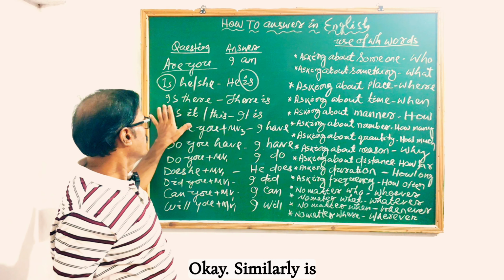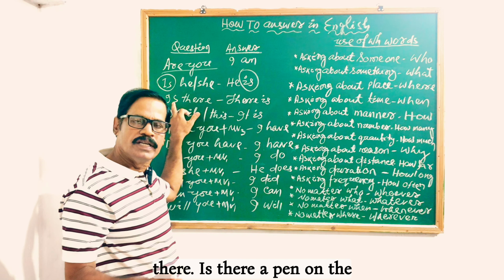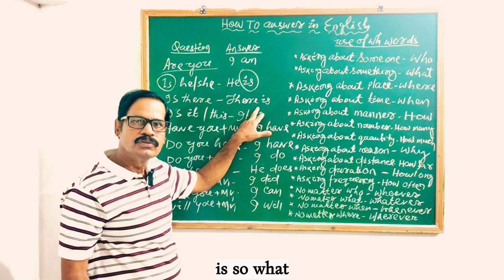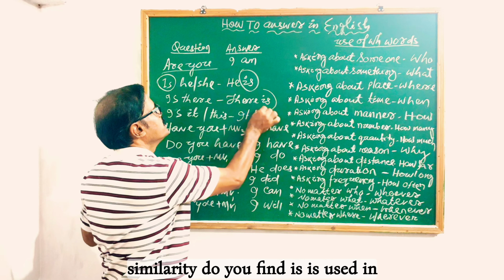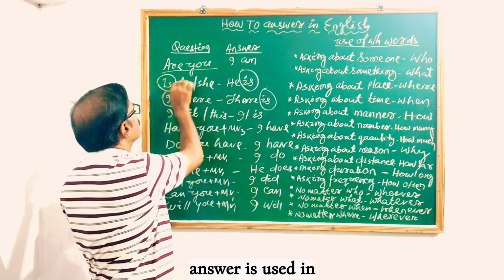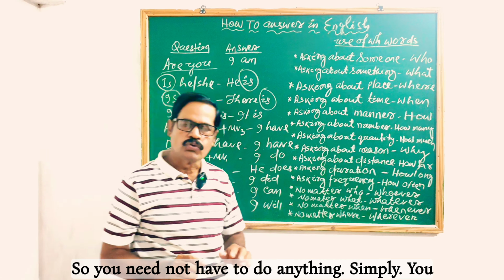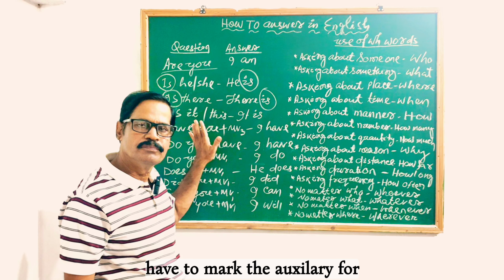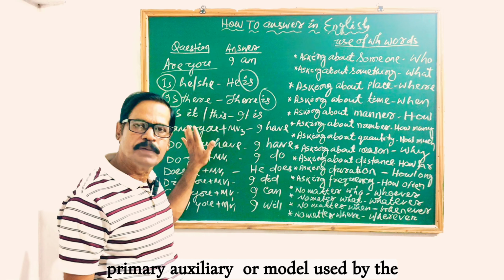Similarly, is there? Is there a pen on the table? The answer is yes, there is. So what similarity do you find? Is is used in the answer, is is used in the question. So you do not have to do anything. Simply mark the auxiliary verb, primary auxiliary or modal, used by the speaker.